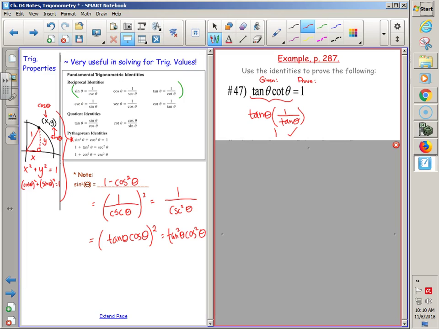Now, was there another way to do it, though? Yeah. What if, instead of going this direction, you had gone using the quotient property? Could I have also used quotient properties and said that tangent is sine over cosine, and cotangent is cosine over sine? Doesn't math then tell me, oh, reduce, reduce, reduce, 1? There is sometimes more than one way to get there.